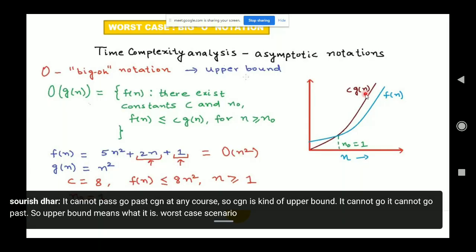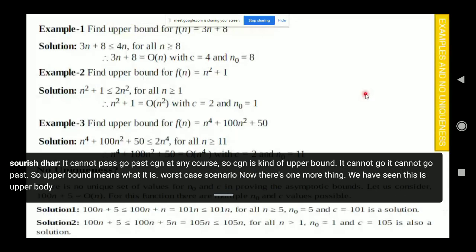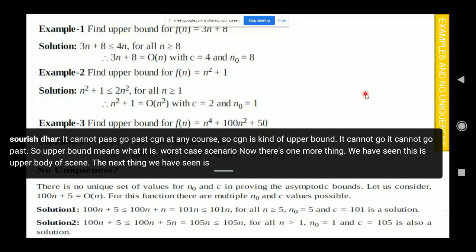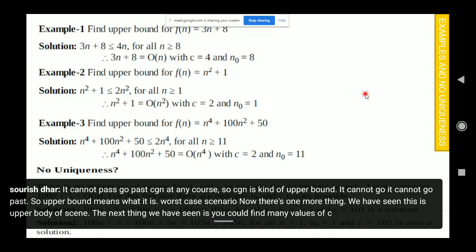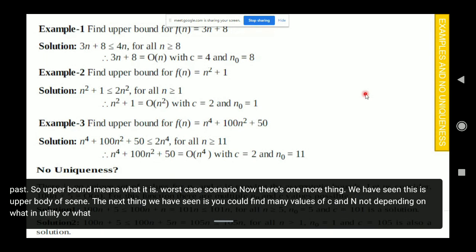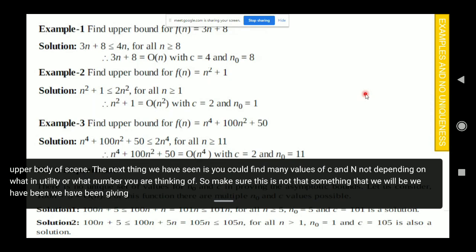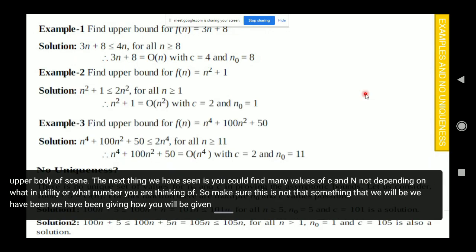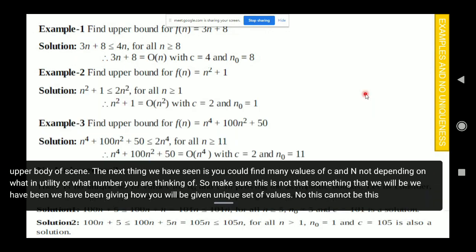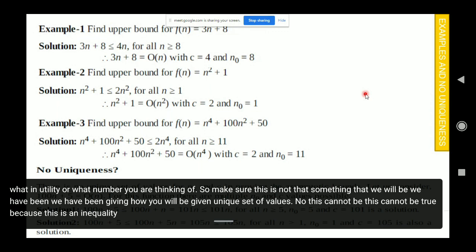Now there is one more thing we have seen. This is the upper bound we have seen. The next thing we have seen is you could find many values of c and n naught depending on what inequality or what number you are thinking of. So make sure this is not something that we have been given. We will be given a unique set of values. No, this cannot be true, because this is an inequality, not an equality. So the inequality could be anything.